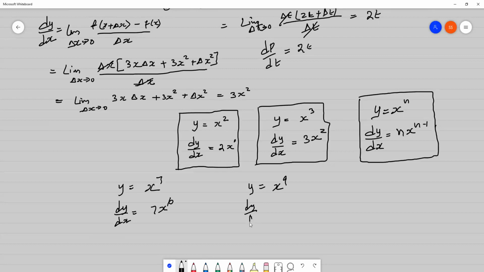The most important thing here is not how to differentiate, but understanding what is dy by dx. Again and again I'll tell you, dy by dx is nothing but the instantaneous rate at which a quantity y changes with respect to the quantity x. That is 9x power 8.